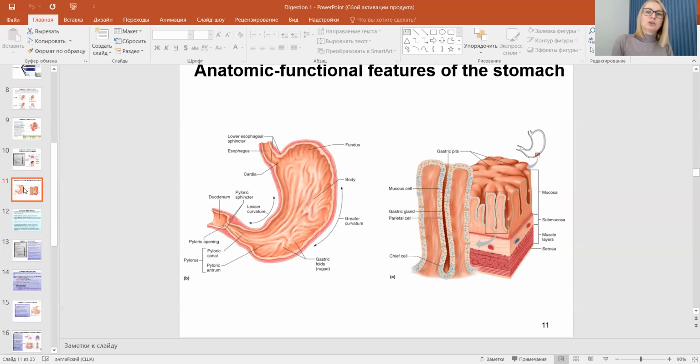Stomach, structure and features of the stomach. So this stomach is a J-shaped sac-like chamber lying between the esophagus and small intestine. It is arbitrarily divided into 3 sections based on anatomic, histological, and functional distinctions. The fundus, here you have the fundus. The fundus in the upper part of the stomach lies above the esophageal opening.